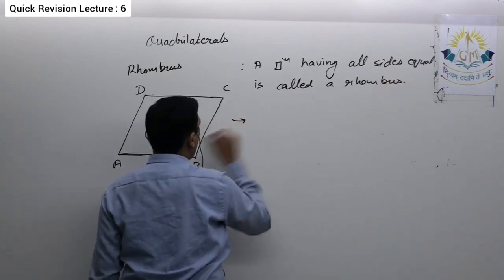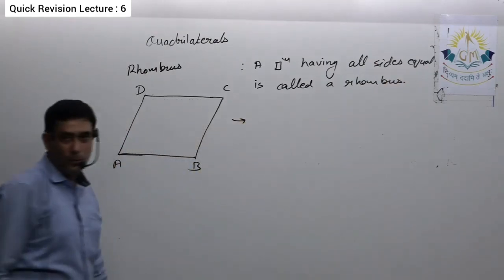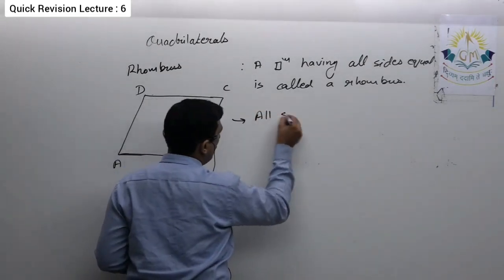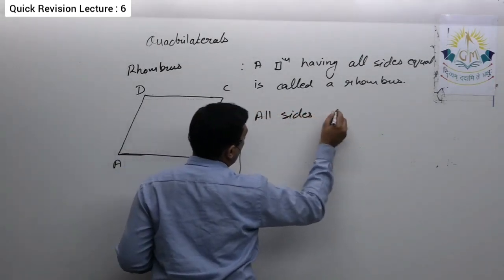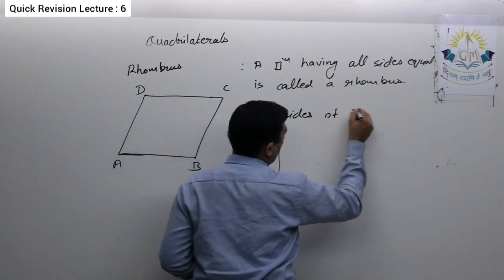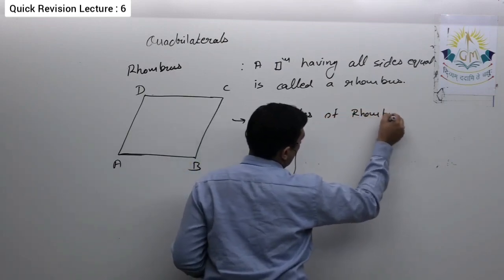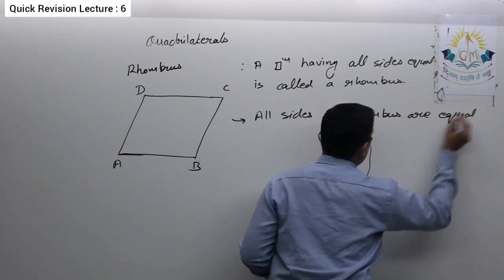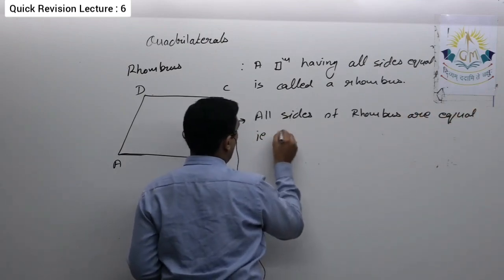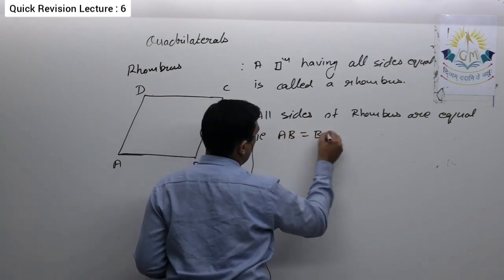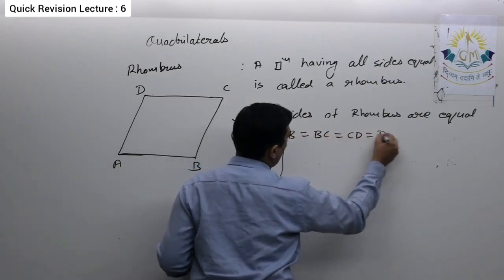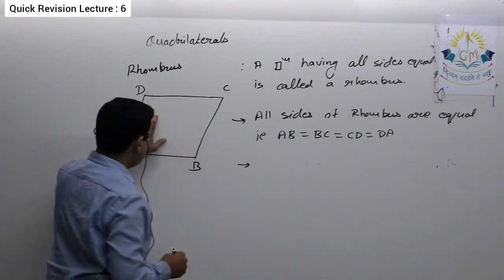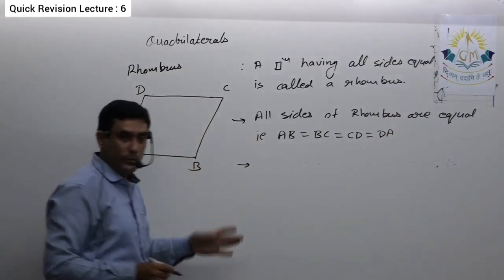Okay, now we'll see the properties. So first we'll see the properties of sides. All sides of rhombus are equal. That is AB equal to BC equal to CD equal to DA. Then angles. So only opposite angles are equal.